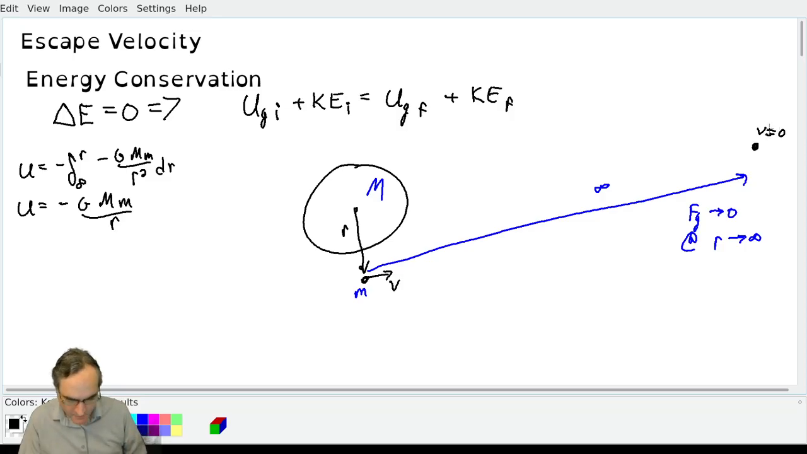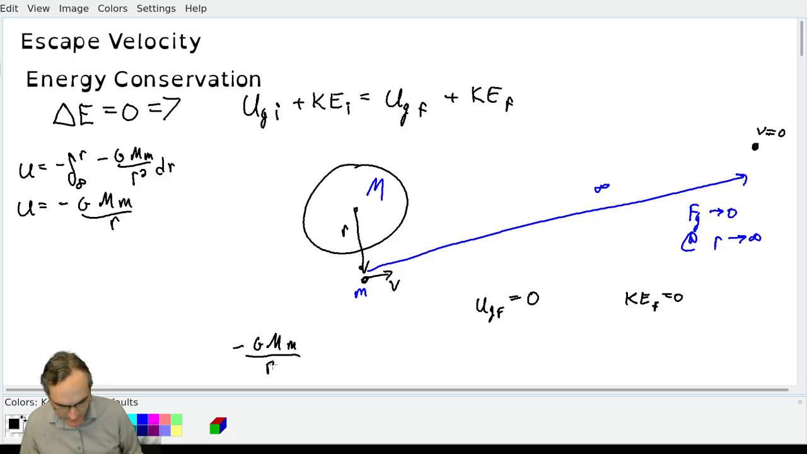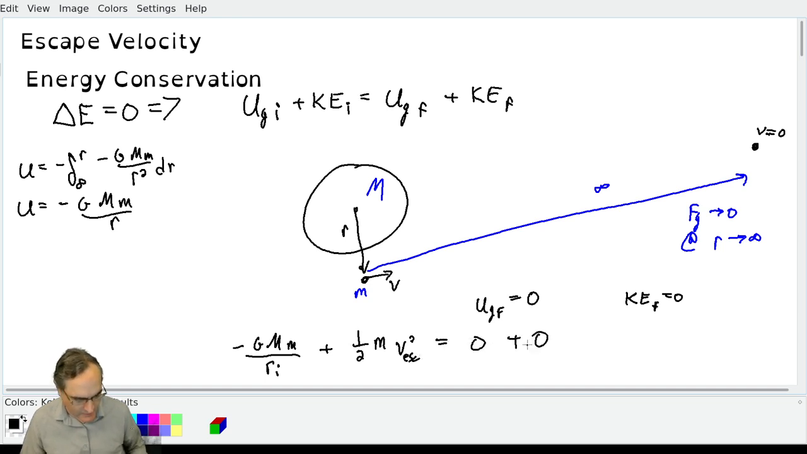We're just kind of concerned with what is the limit that we just barely make it out all the way to infinity. So this should be telling you something. First, the gravitational energy final should also go to 0 because we're dividing by infinity. And the kinetic energy final is also going towards 0. So now we can make a statement. Minus G, big mass, small mass, over our initial radius, plus 1/2 the mass of our spacecraft, or whatever we're sending away, times v squared, and this will be our v escape, must be equal to 0 plus 0.